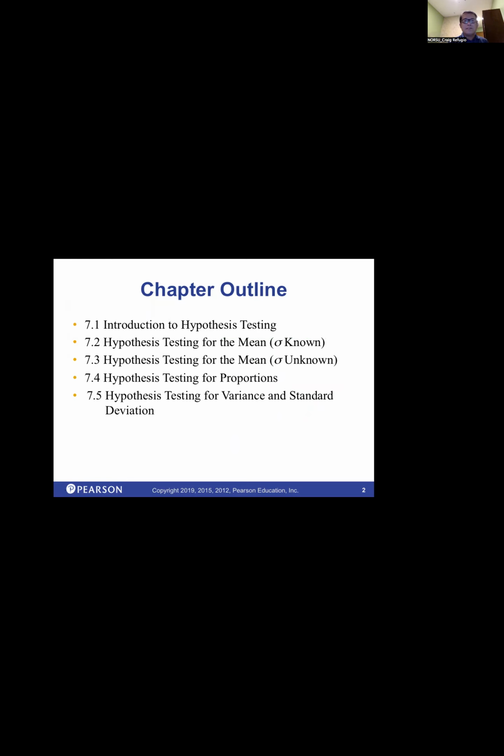Next is hypothesis testing for the mean, sigma unknown. And again, sigma is what we call the standard deviation of the population. It is a Greek letter that represents the standard deviation of the population. 7.4, we'll talk about hypothesis testing for proportions. Then 7.5, we'll be talking about hypothesis testing for variance and the standard deviation.